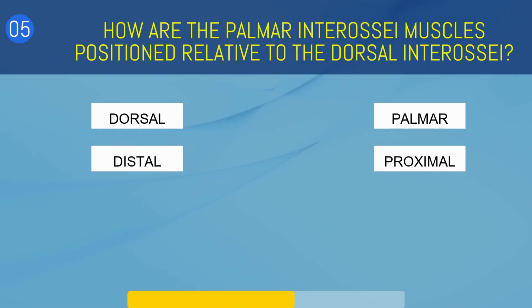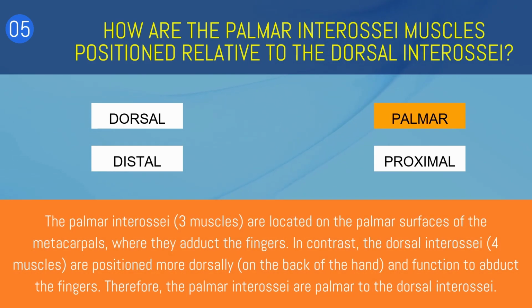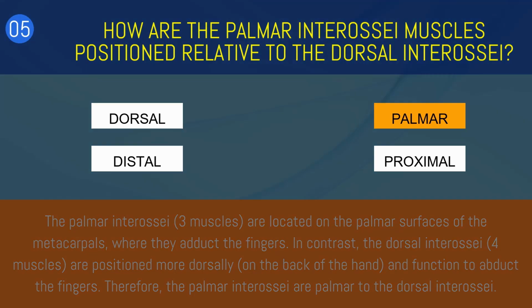How are the palmar interossei muscles positioned relative to the dorsal interossei? Dorsal, distal, palmar, or proximal? Palmar. The palmar interossei are located on the palmar surfaces of the metacarpals, where they adduct the fingers. In contrast, the dorsal interossei are positioned more dorsally and function to abduct the fingers. Therefore, the palmar interossei are palmar to the dorsal interossei.